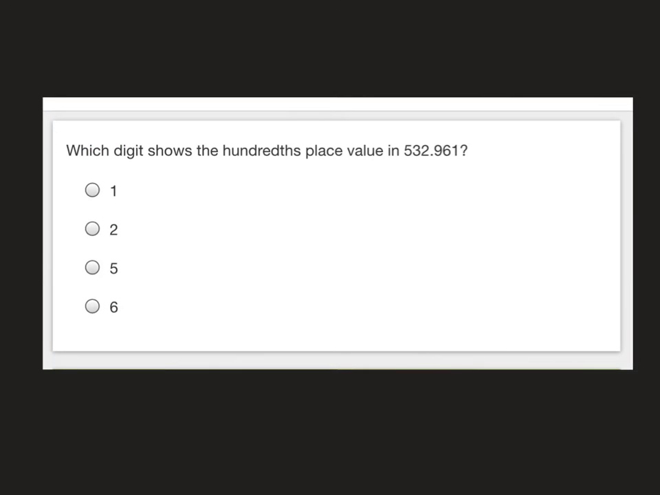Okay, this one's pretty easy if you just know your place value. It just says which digit shows the hundredths place in this given number. So we know the hundredths place is 2 places after the decimal, so it is 6.